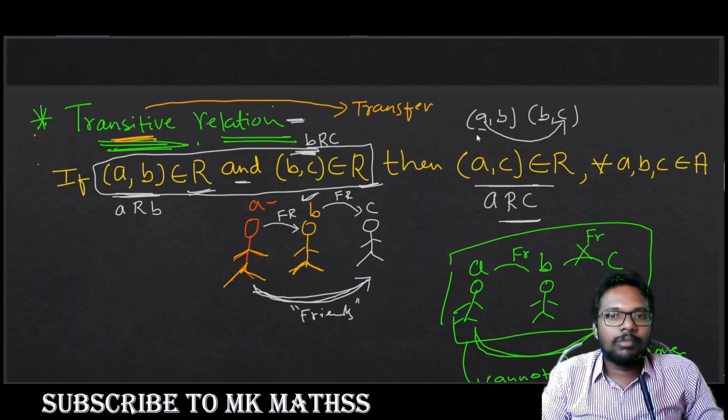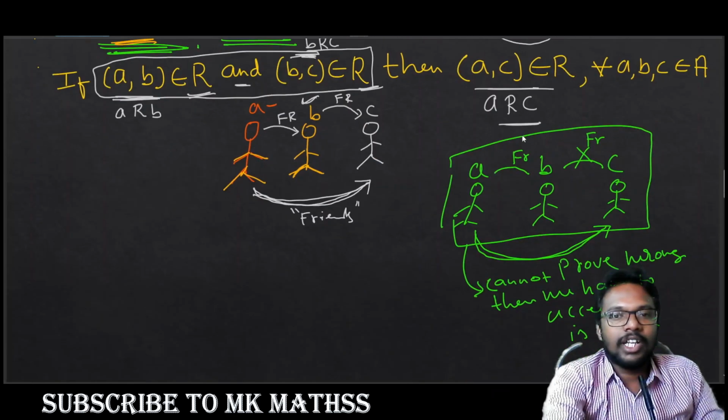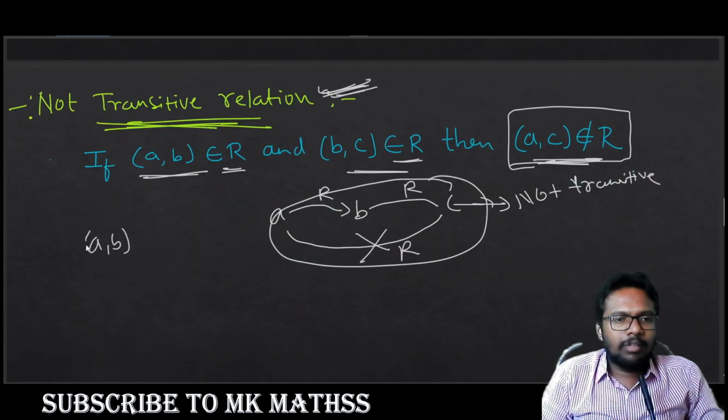First, in this definition, (a, b) and (b, c) already exist in relation R. Given relation R, a is related to b and b is also related to c. Then if a is also related to c, then it is a transitive relation. This is one definition.